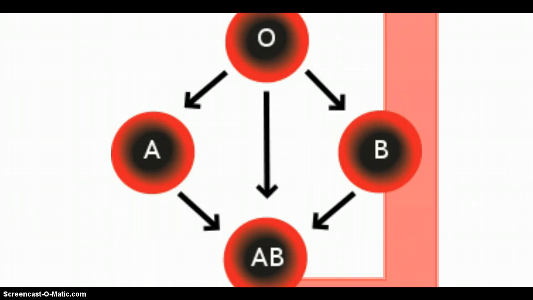So technically, if you are O negative, you are the universal donor, and if you are AB positive, you are the universal receiver.